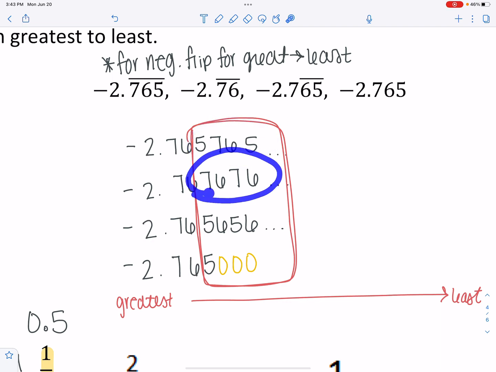So I've got, just in the boxes, 5, 7, 6, 5, 7, 6, 7, 6, 5, 6, 5, 6, and then 5, 0, 0, 0. So I am looking for the greatest, but because it's negative, I'm really looking for the smallest. And so the smallest number is going to be 5,000. The next smallest is going to be 5,656. The next smallest, 5,765.